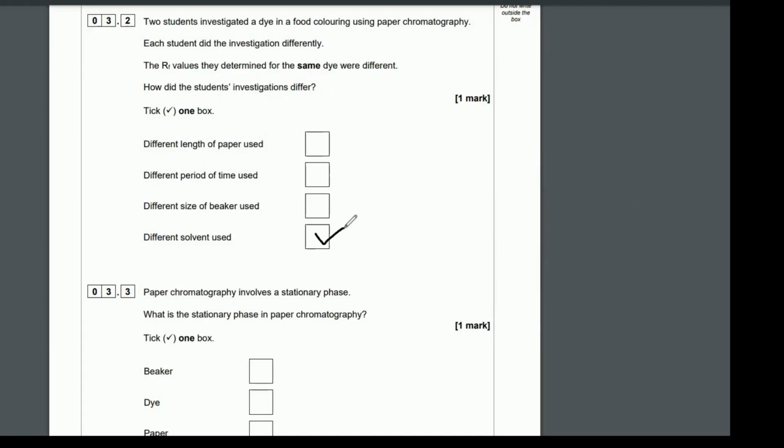For instance, some things dissolve well in ethanol. If you've had oil on your hands and tried to wash it off with water, it won't come off, but washing up liquid will get rid of oil. So different solvents will dissolve different things better. Fair enough. Different solvents. Just because you've used different lengths of paper, the distance that the dye moves will still be the same. Just because you've used a longer bit of paper, it still moves the same distance.